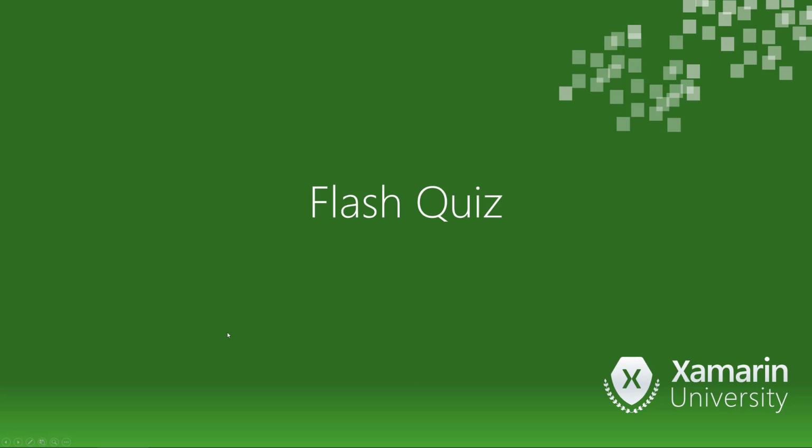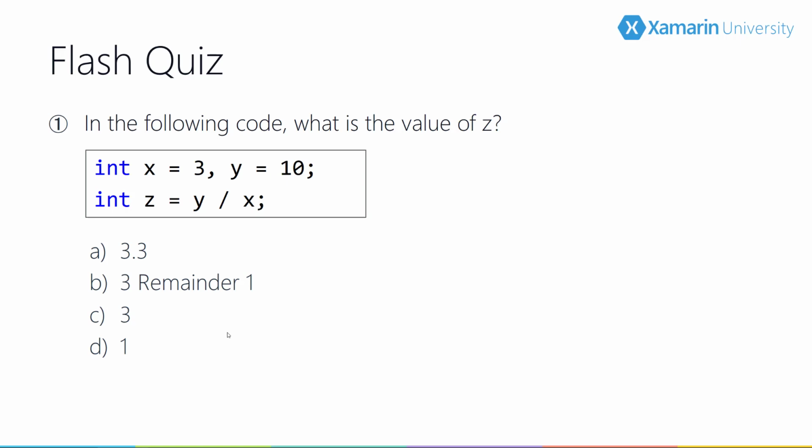All right, so let's do one more flash quiz to wrap up this course. So question number 1, in the following code, what is the value of z? For this one, you have to remember that since x and y are integers, we're doing integer division. So we're not going to get a remainder, we're not going to get a decimal. The answer here is 3 because 3 goes into 10 3 times.